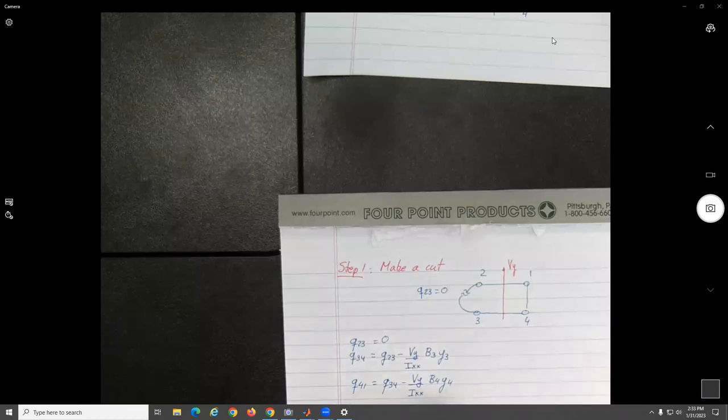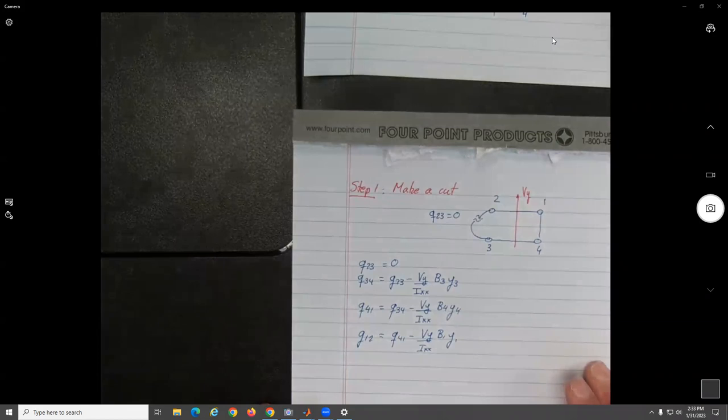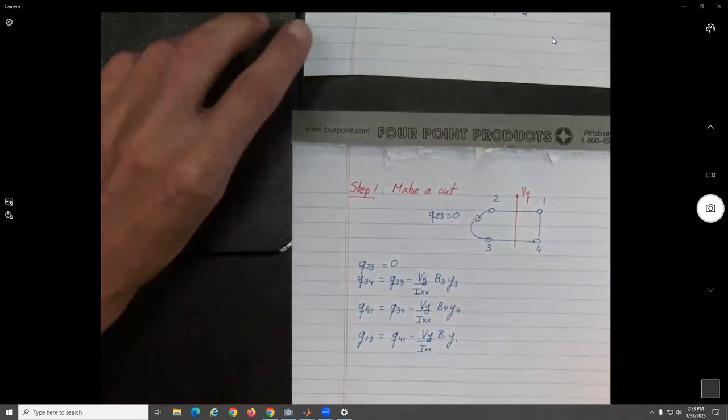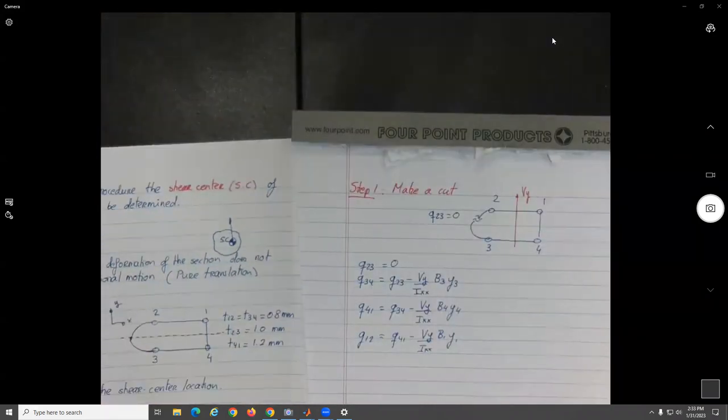Okay, and finally we can write Q12 will be equal to Q41 minus V over IXX times V1 Y sub 1. I have to put some more data here, maybe at the beginning of the problem, but I'm going to find that out from the code.